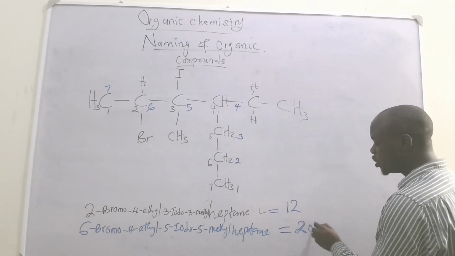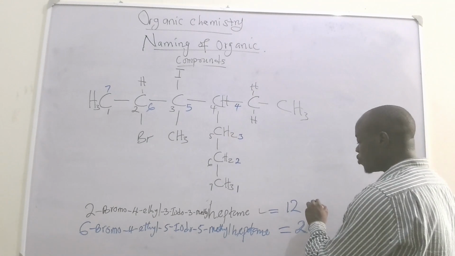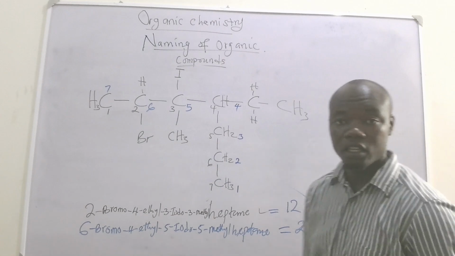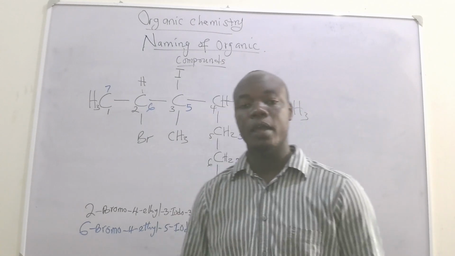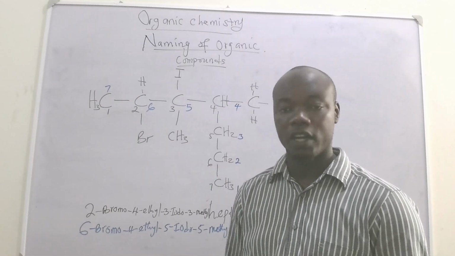So between this one, which is 20, and this one, which is 12, which one has the lowest number? The one with 12. So this one is correct and this one is wrong. So this is how to name an organic compound.